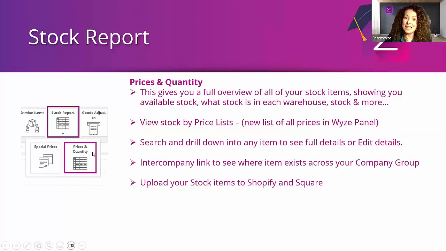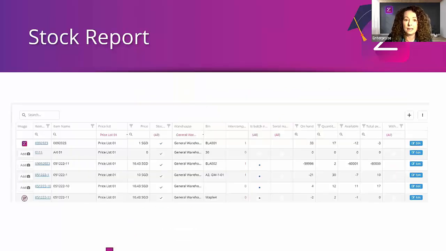More importantly, if you're selling through omni-channel, so different channels such as Shopify and Square, you can upload your stock items to those channels directly from the prices and quantities tab. And you can see the ones that have already been uploaded to date. So it gives you full visibility. And of course, as always, you can add a new stock item directly from there, or ultimately export the details to Excel. So lots and lots of different tabs that you could be reporting on directly from the stock report tab itself in the prices and quantities tab.